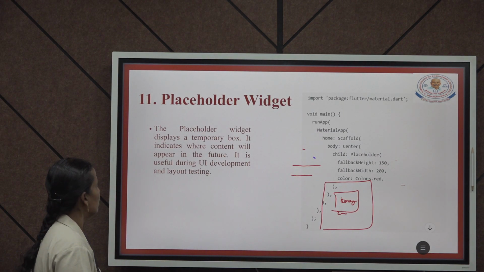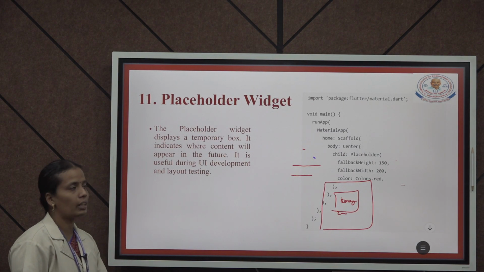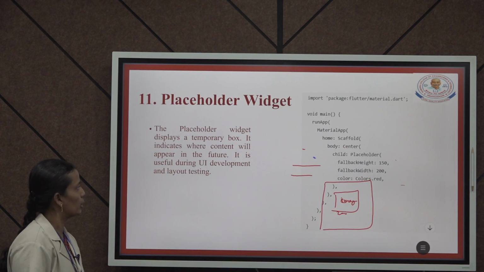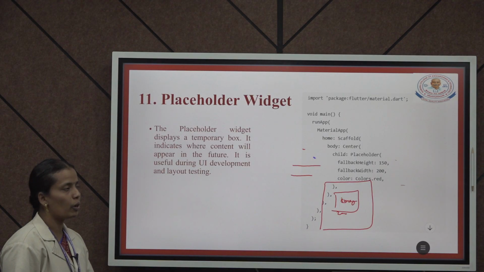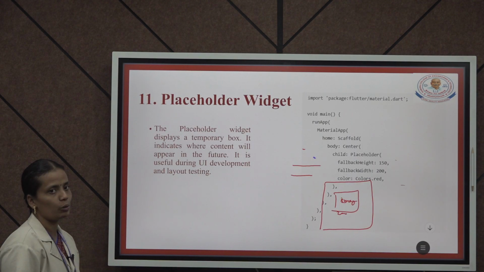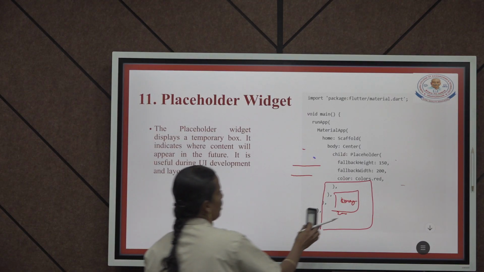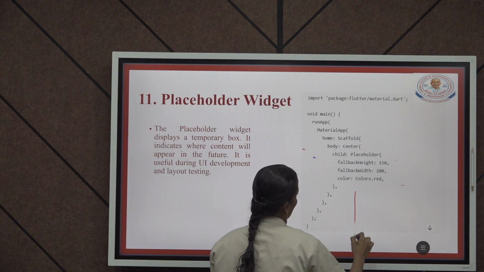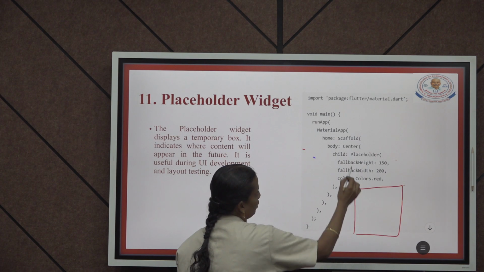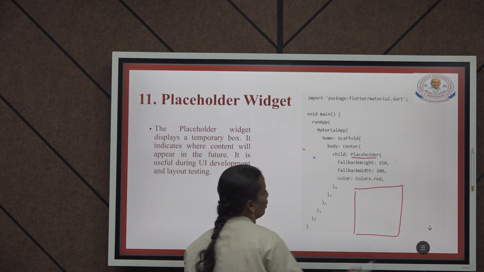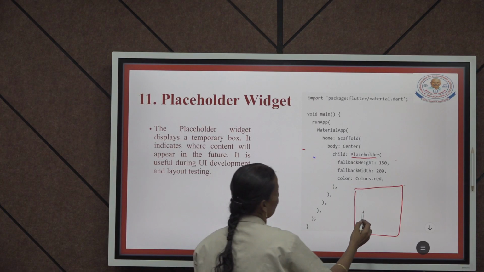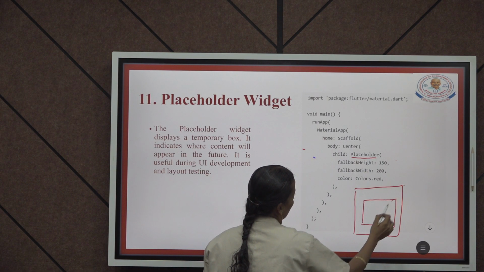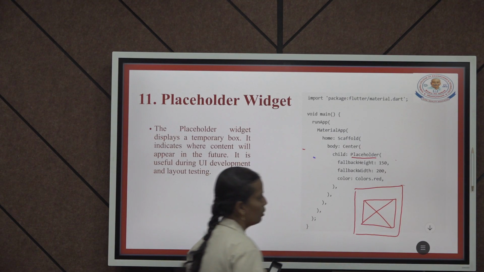Next, placeholder widget. The placeholder widget displays a temporary box. It indicates where content will appear in future. It is useful during UI development and layout testing. In this example, within the scaffold, the placeholder widget is used here with the height of 150, width of 200 with red color. This is our placeholder.